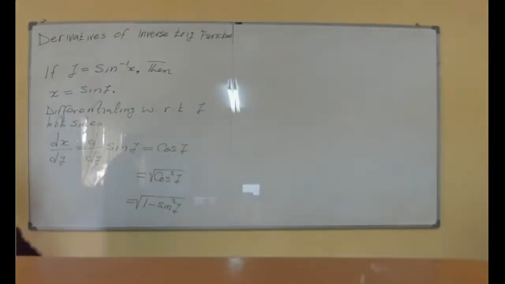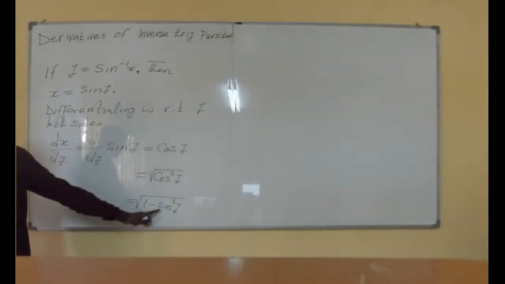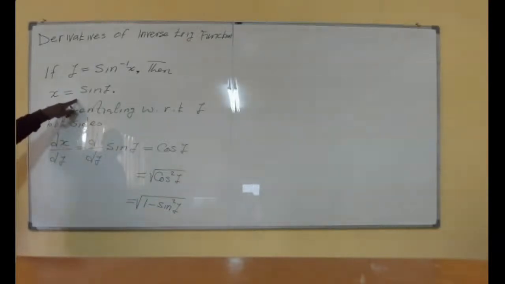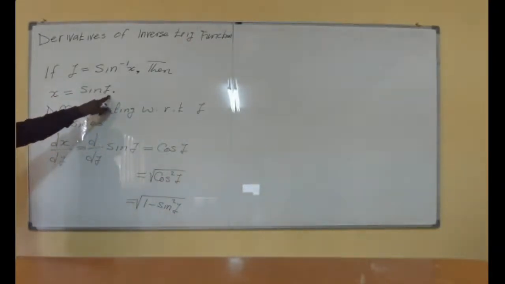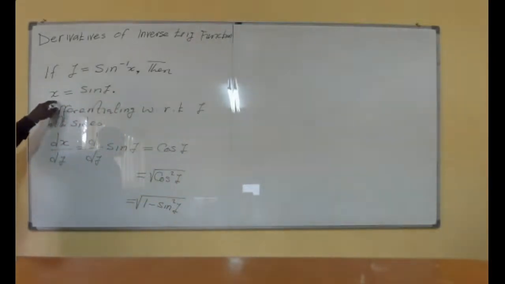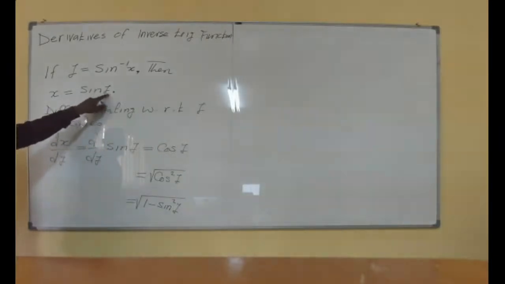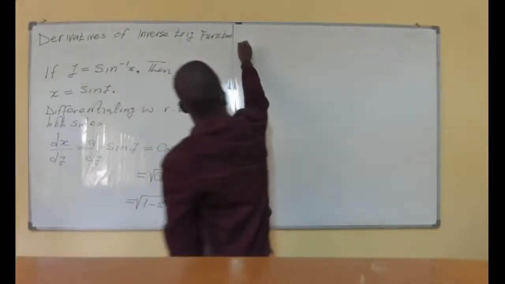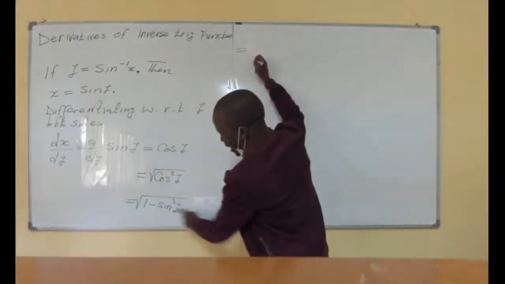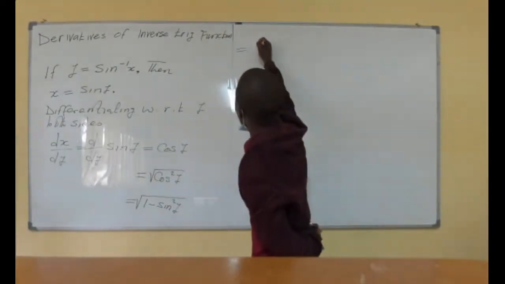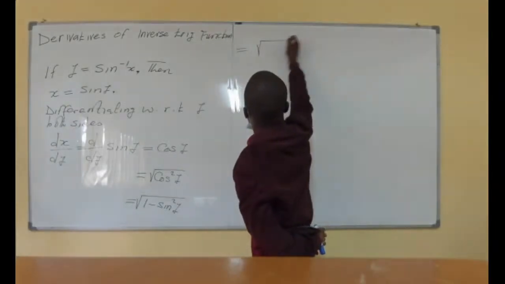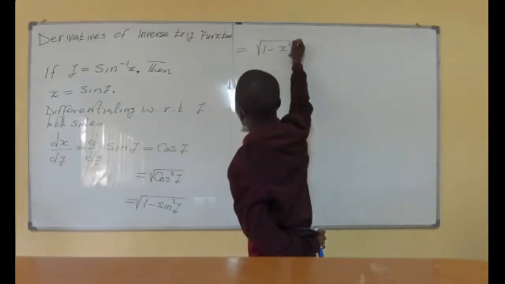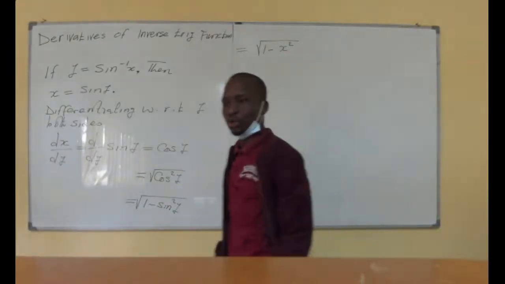Then if we go back, sine of y is equal to x. So where there is sine of y, we are going to put what? x. So the square root of 1 minus sine squared of y is just equal to the square root of 1 minus x squared. So this is what we're going to have.